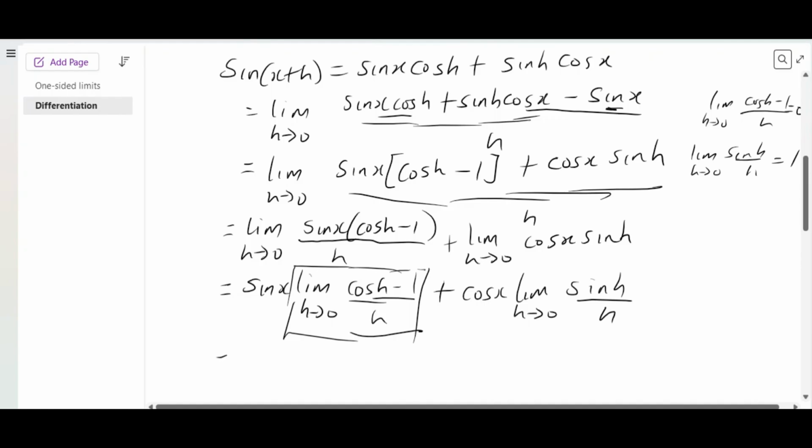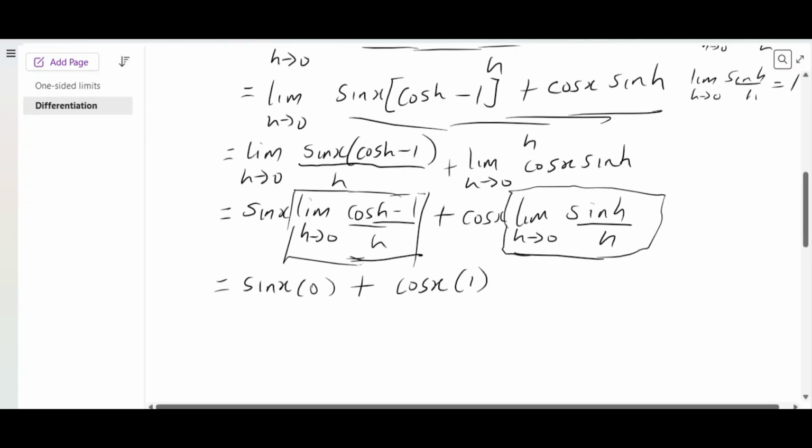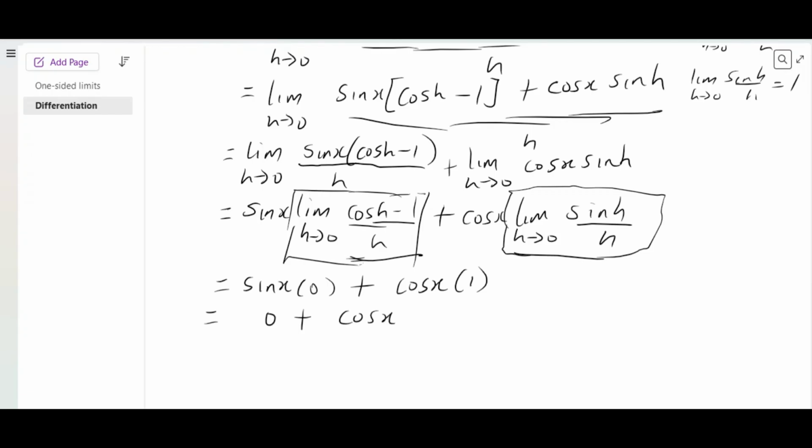So that means I'm going to have sine x multiplying this limit, and from the identity this limit is 0, plus cos x, and then this limit, the limit as h approaches 0 of sine h over h, is just 1. It's an identity in limits involving trig, and that is times 1. Then finally I have 0 times sine x, which is 0, plus cos x, and the final answer is cos x. That means that anytime we differentiate sine x, we are going to get cos x.